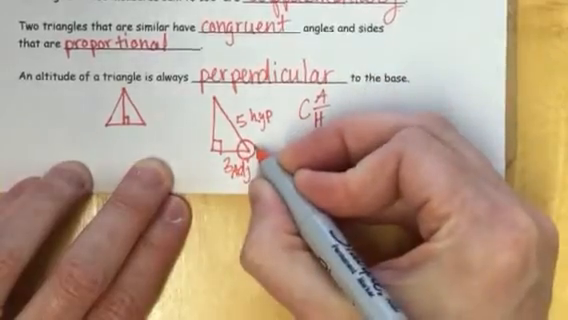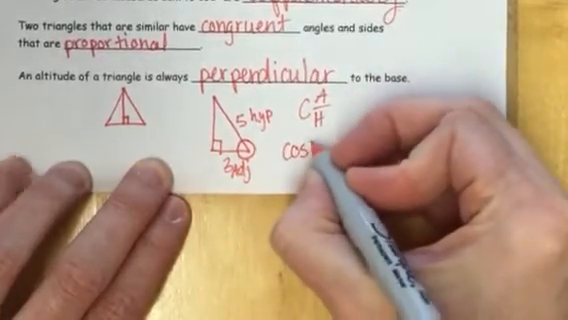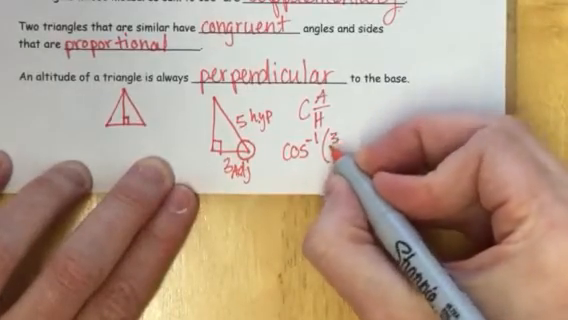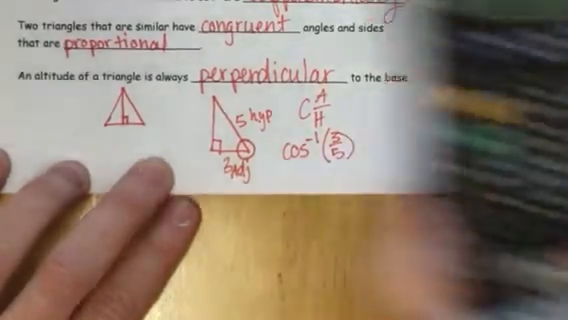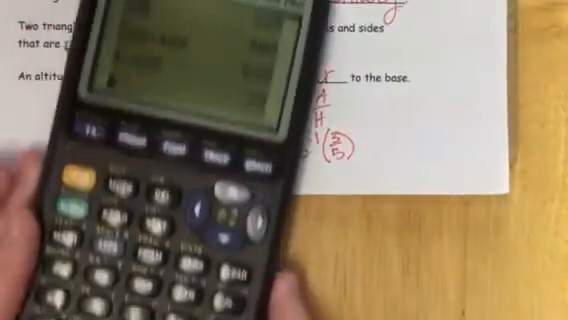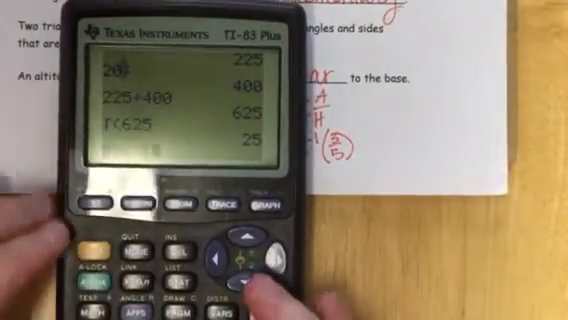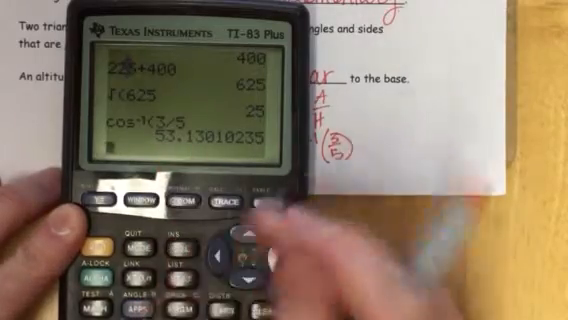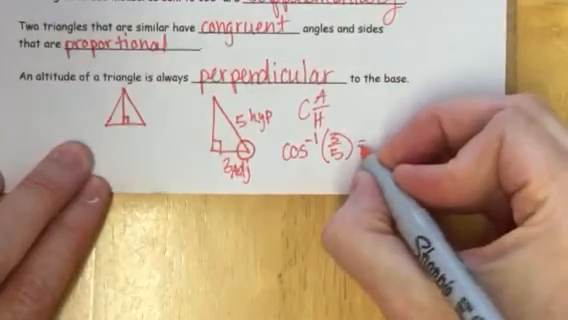And since I want the angle measure, I'm going to use the inverse trig ratio. Inverse of cosine, adjacent over hypotenuse. Calculator work. Cosine inverse 3/5. That'd be 53.13 degrees, we'll say.